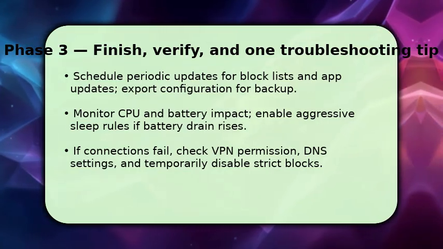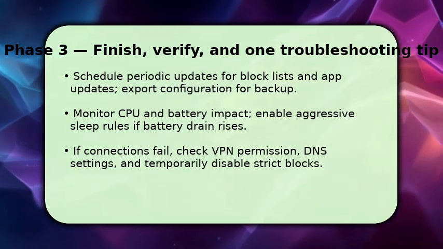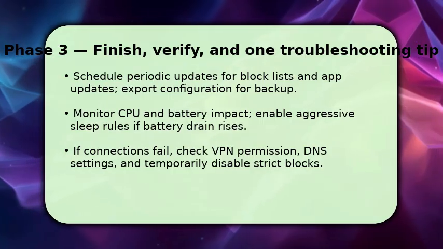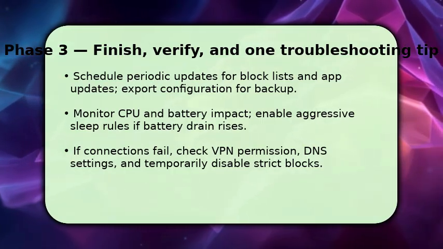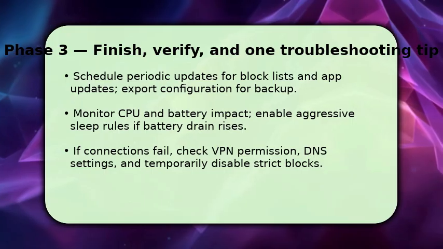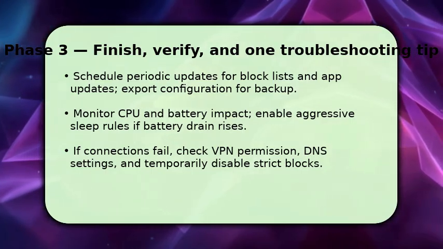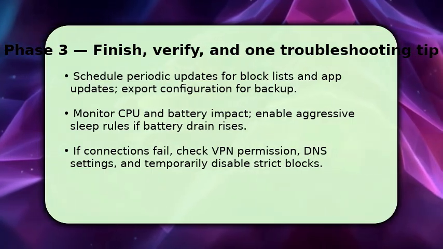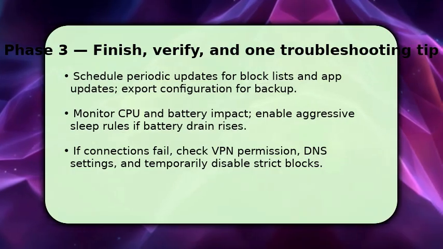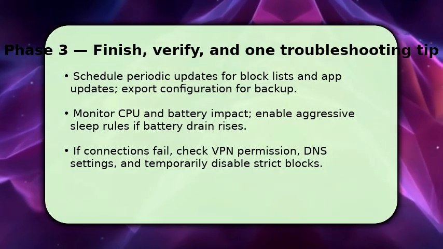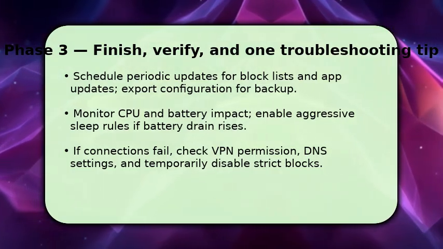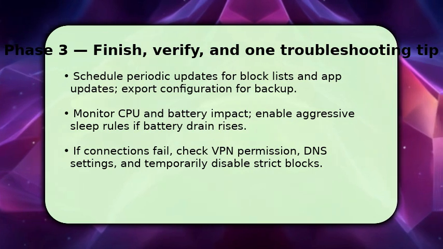Make sure to monitor performance, CPU, and battery, because VPN-based filtering can consume resources, so enable sleep rules when idle. If an app loses connectivity, first check that the local VPN permission is active and that DNS settings match your expectations. If problems persist, temporarily disable strict blocks to isolate the cause.